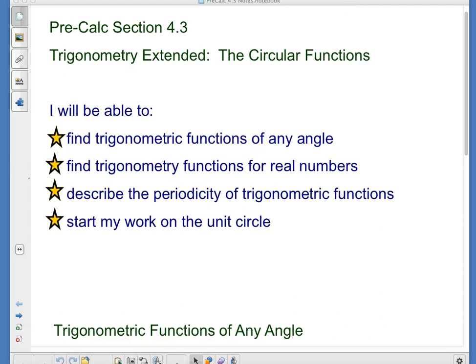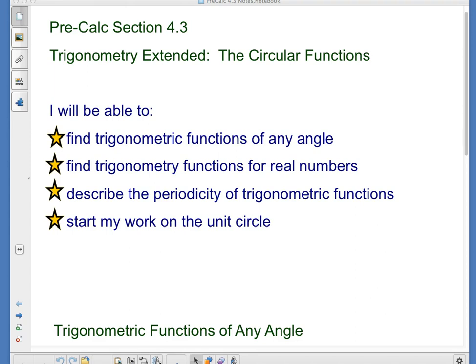Okay, so pre-calc, section 4.3, trig extended circular functions. Here's the deal. We are going to define our unit circle based on 45-45-90 and 30-60-90 triangles. We will draw something we will refer to as a reference triangle to help us with the figures that we find. But we're still using sine and cosecant, cosine and secant, tangent and cotangent, across from each other because they're reciprocals of one another.